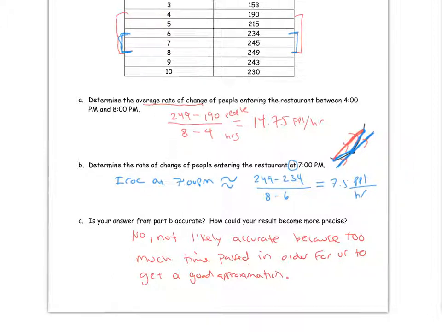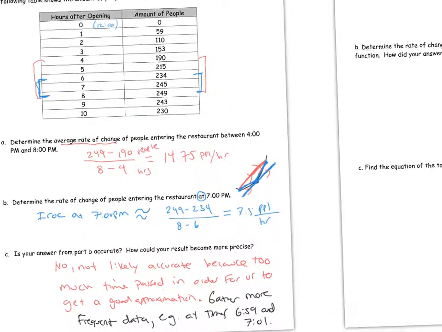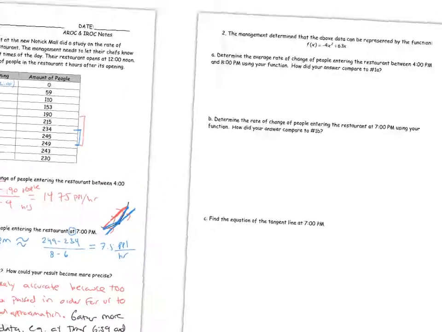So where it says, how could your result become more precise? I would just say gather more frequent data. And I might just say, for example, at times, let's just say 6:59 and 7:01. So if you got data down to the minute, you'd have a much better estimate of the instantaneous rate of change of people entering the restaurant. Okay, so that kind of takes care of estimating, and again, the big picture there was I wanted you to see that you use the points surrounding the point of interest to estimate the instantaneous rate of change.